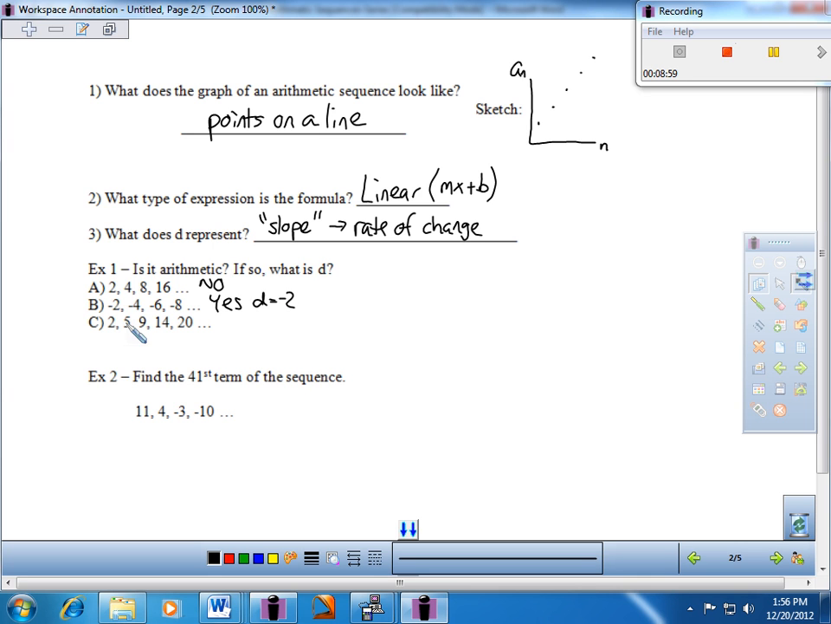Good. This one going up by 3, up by 4, up by 5, up by 6. Nope. The change is not constant, so it's not arithmetic. And that's all. Really just, is the rate of change consistent throughout your numbers?